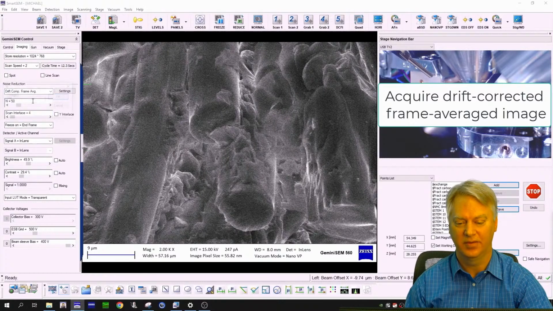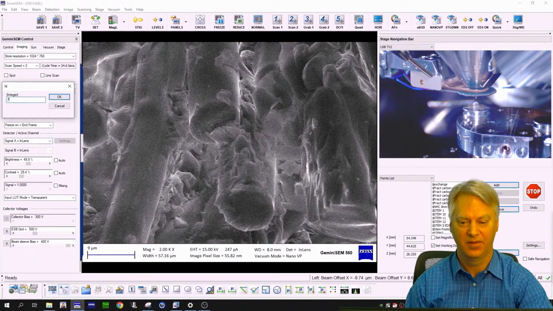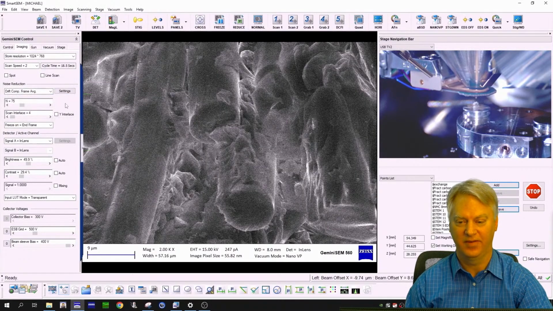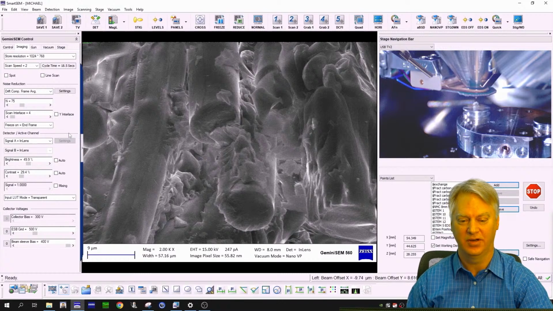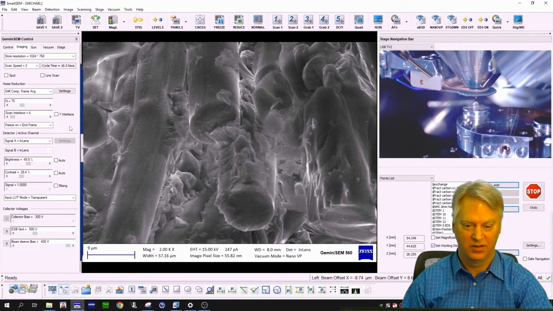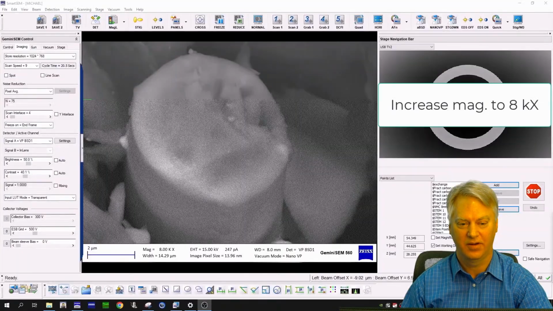Got to do the same thing as we did before on any charging sample: use a fast scan speed, and it will do a drift compensated frame averaging. Maybe we'd take 75 different frames here, with a scan speed of 2, and it looks pretty good. You don't really see the streaking that you saw in the imaging at the high vacuum mode. So I think we're good to go there. And let's go ahead and increase the magnification here in a moment. Once this is done here, there we go.